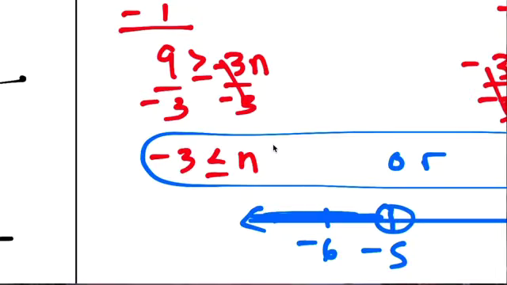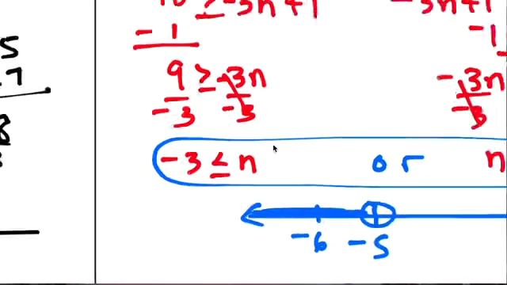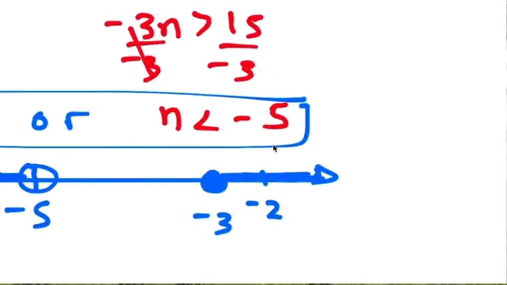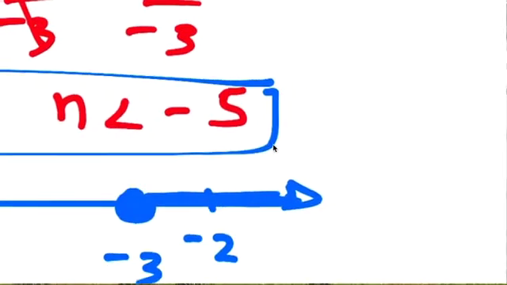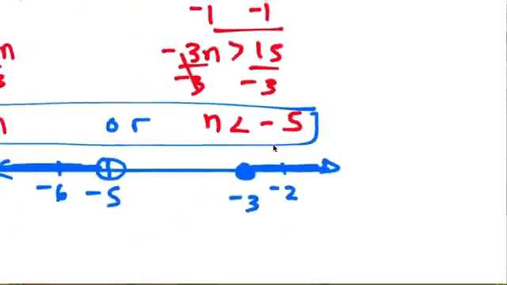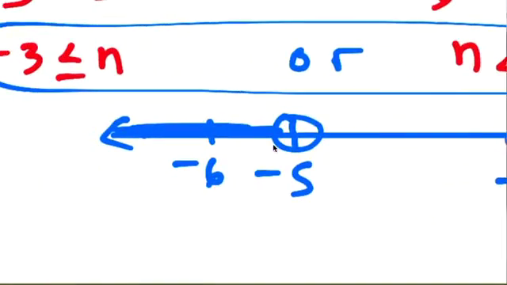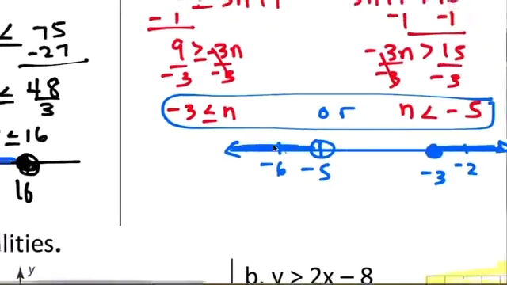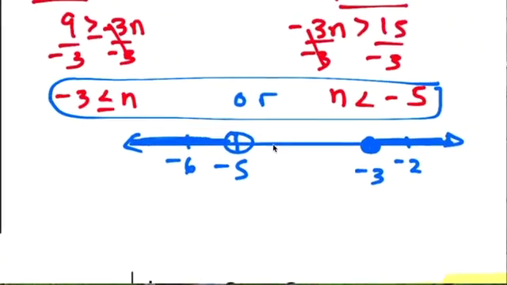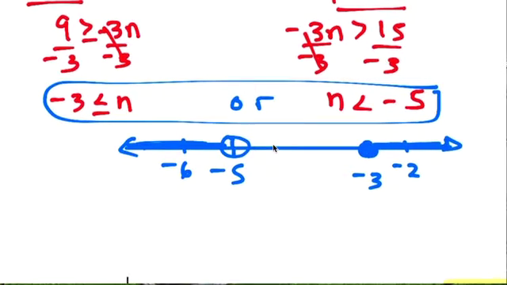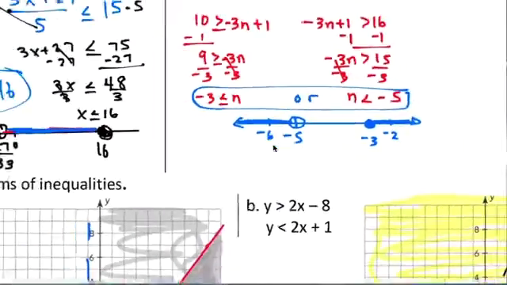n is greater than -3. Numbers that are greater than -3 go that direction. Here is n is less than -5. Numbers that are less than -5, like -6, go on that way. So they go in a different direction. It's an "or", and you write it like that.